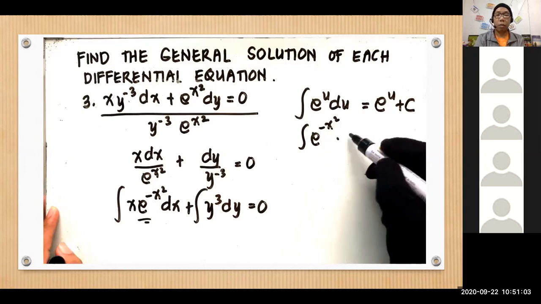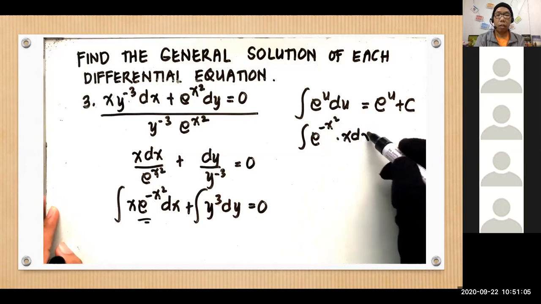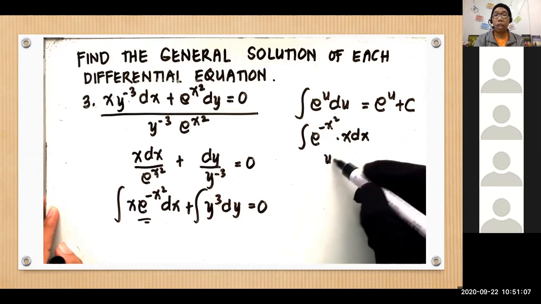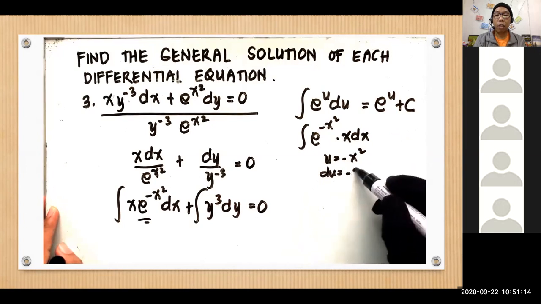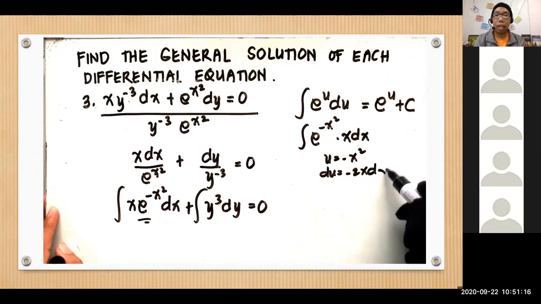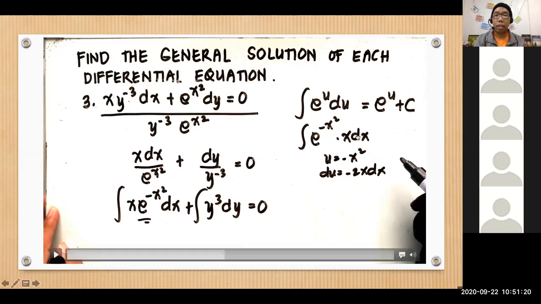Yan is minus x squared. Inayos lang natin into this format. Kung itong x dx ba ay differential ni minus x squared. So, let u equal to minus x squared and then differentiate that. That is minus 2x dx. So, as you can see, you have x dx here.